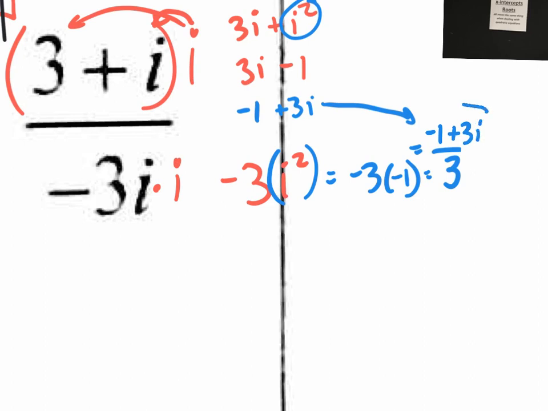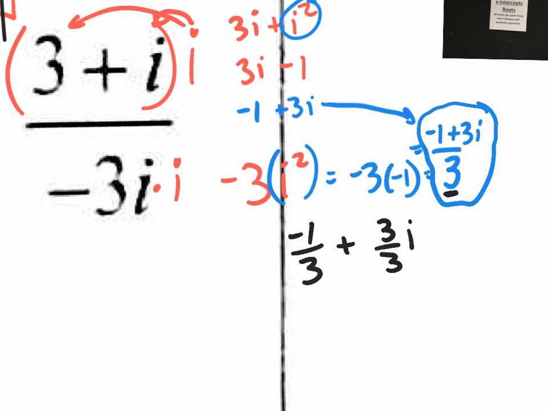So here's my answer, but I can't leave it as a single fraction like that. I need to split it into two fractions, the first part being real and the second one being imaginary. So I need to take this 3 and put it on the first term, the negative 1. You're going to put it over 3, and then plus 3 over 3 with an i right next to it. That's my answer, but I could still take it a step further. 3 over 3 is really just 1. So my final answer is negative 1/3 plus 1i, or just negative 1/3 plus i.